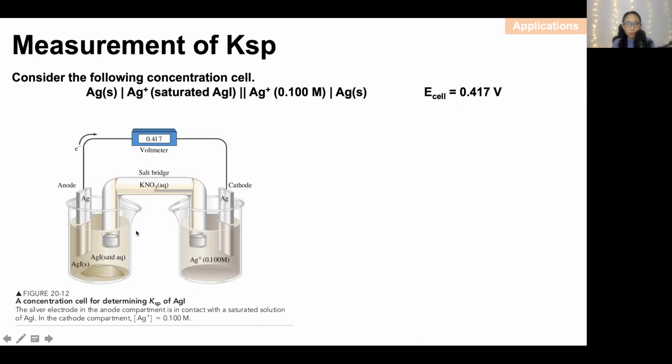So in your anode, you have here a saturated solution of silver iodide. So meron ka nung silver, 'di ba? Kasi kailangan may equilibrium siya with the solid. And you have your silver electrode there connected to your cathode. So you have your silver electrode and a solution of silver ions. So dapat hindi rin siya saturated solution. Kasi wala kang mami-measure na potential, 'di ba? Kung parehong saturated solution yan ng silver iodide, then zero ang cell potential niya.